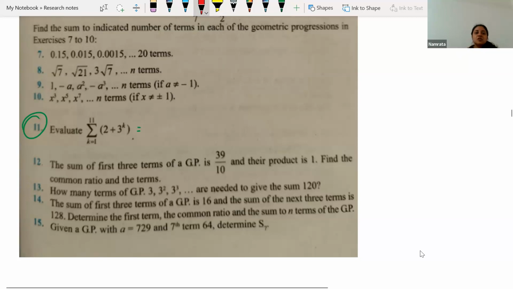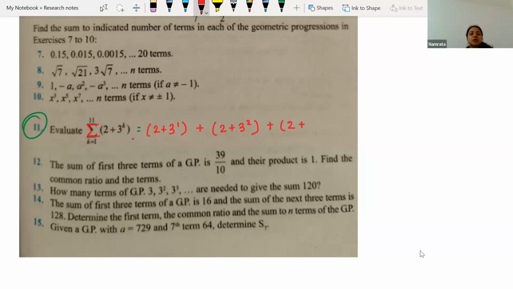Yes, ma'am. So if we expand it, the first term will be 2 plus 3 to the power k, and the k value starts from 1 to 11. So the first term will be 2 plus 3 to the power 1, plus the second term will be 2 plus 3 to the power 2, plus the third term. Why am I writing plus plus plus? Because the summation sign is there. Can you see the summation sign? That means we have to add all of them, right?